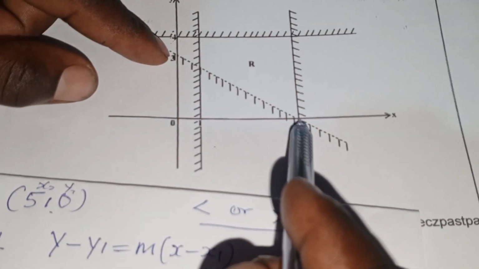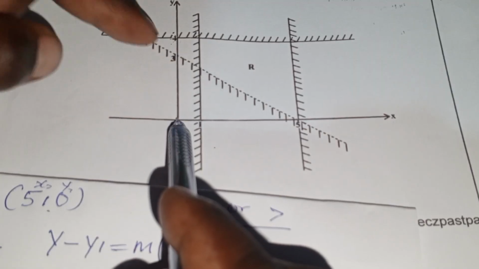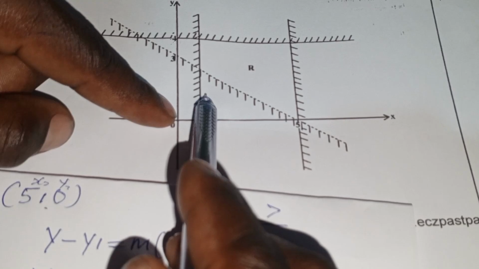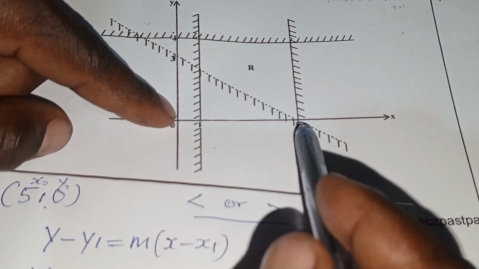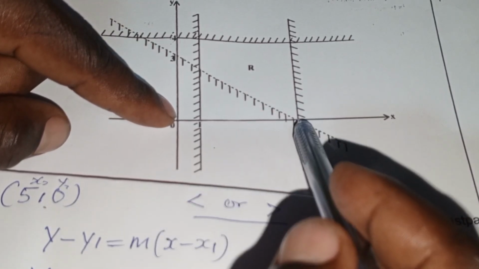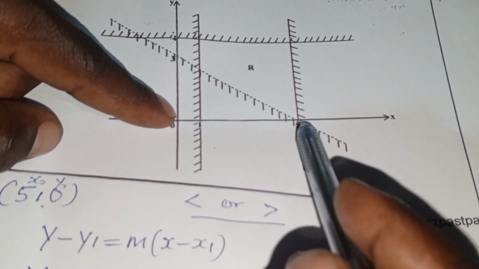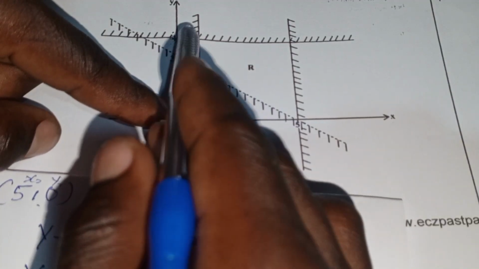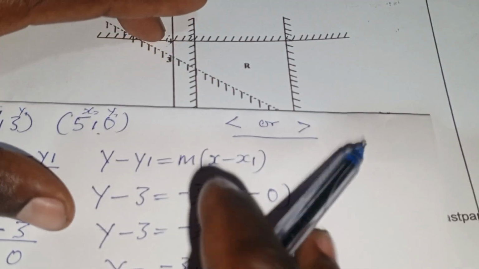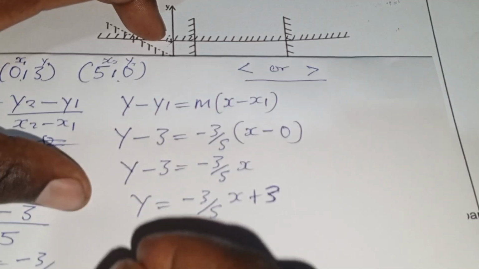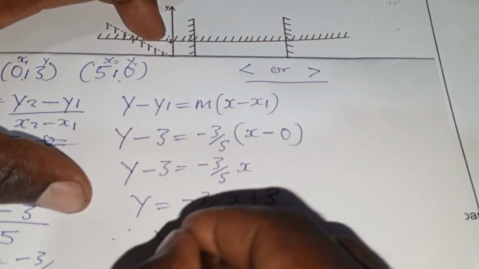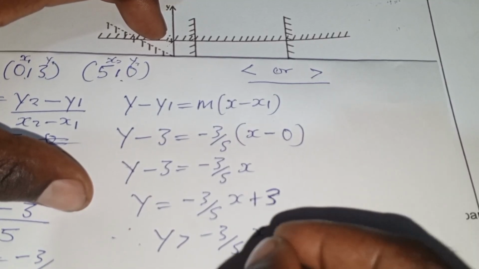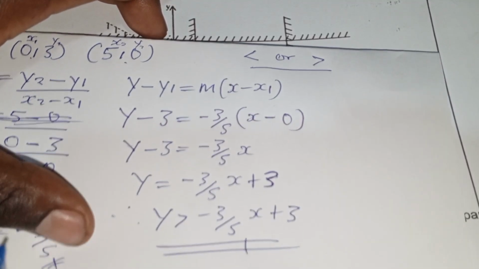So as you can see, from here going this side, numbers are reducing. Even from here going this side, numbers are what? Are reducing. Meaning that this is a shaded region, you remember. So the shaded region is less, while the unshaded region is greater. Why? Because from here numbers are increasing, even from here numbers are increasing, meaning that the unshaded region is greater. So that simply means that from here we're going to conclude to say, therefore, y is greater than negative 3 over 5 x plus 3. So this is our final answer.